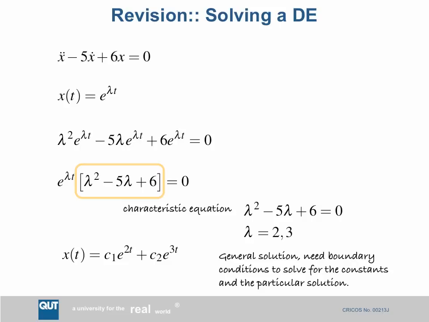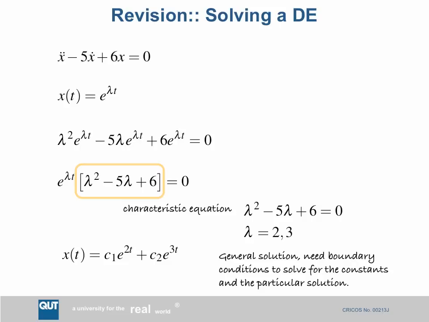In order to solve for C1 and C2, we need the boundary conditions. We need to have a value for x or x dot at a particular value of time so that we can solve for C1 and C2. There are two unknowns here, C1 and C2, so therefore we need two boundary conditions in order to be able to solve them.